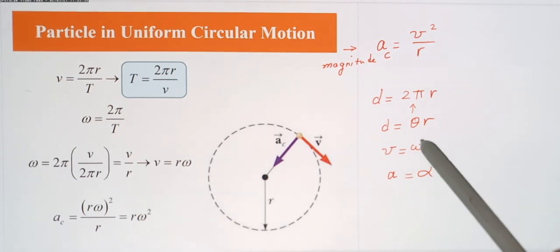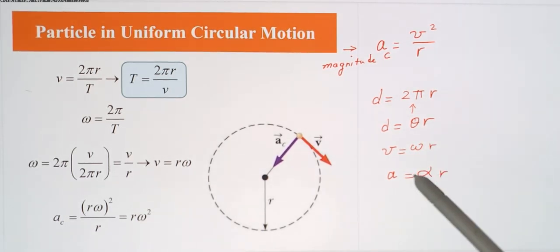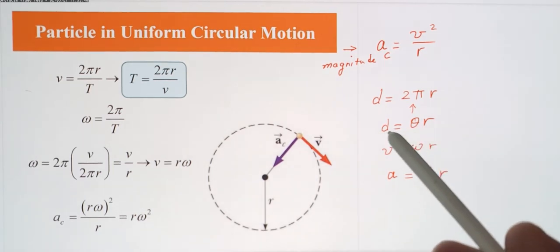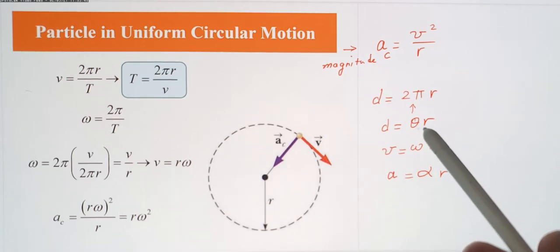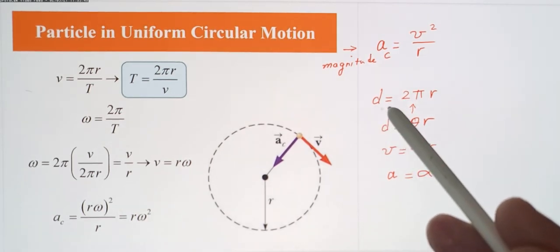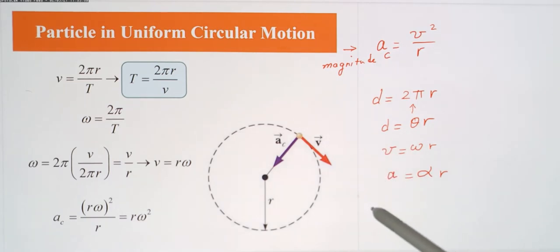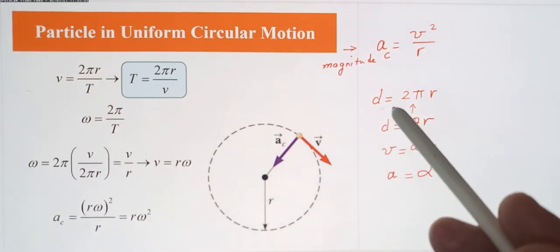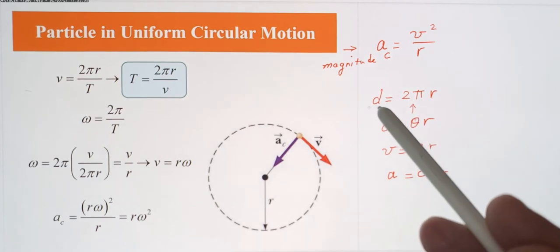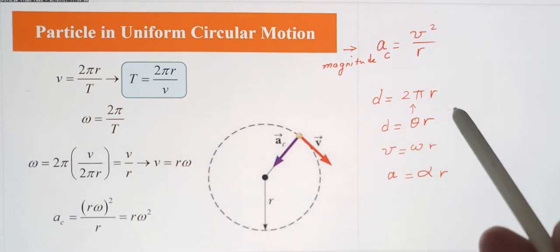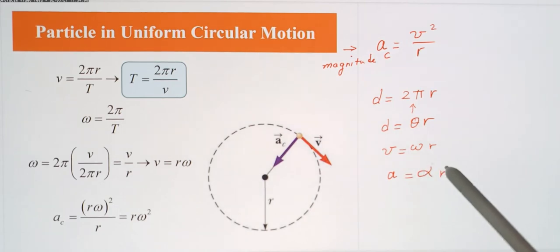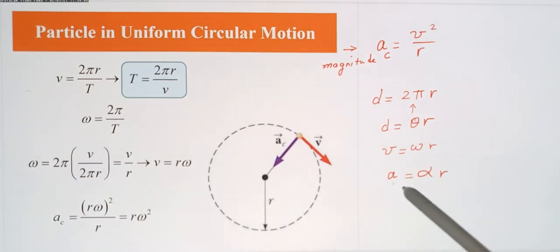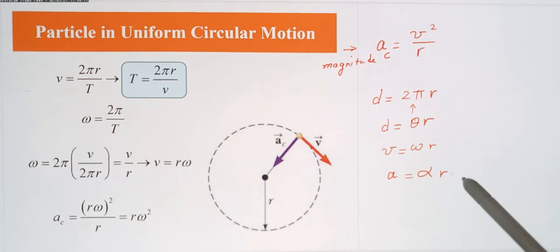So if you are confused, personally, I'm always confused. Do I multiply theta with d or with r? So whenever I'm using angular motion, I just start with this simple line, and then I find the relation. Linear displacement is theta multiplied by r. Linear velocity is omega multiplied by r. Linear acceleration is alpha multiplied by r.